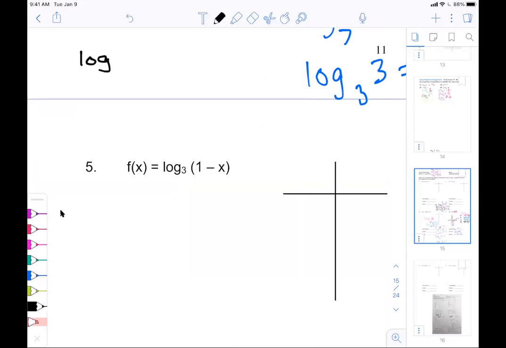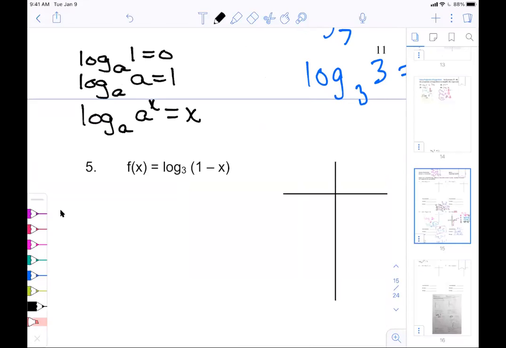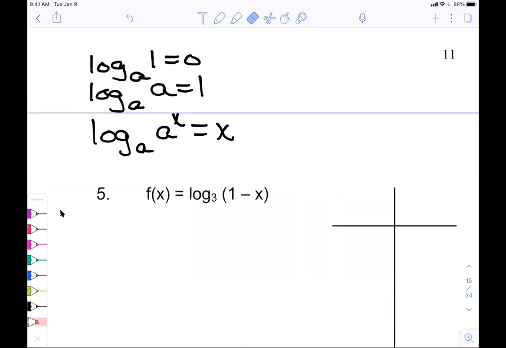So log base A of 1 is 0. Log base A of A is 1. And then log base A of A to the x is equal to x. So we're going to try and use these properties to help us find some values for x. So remember, when you're picking values for x, you're picking the numbers that are next to the log. The value on the other side is our output, and that is our y.